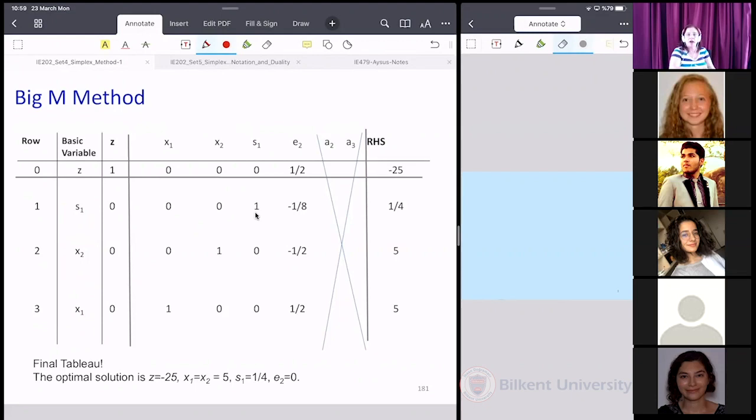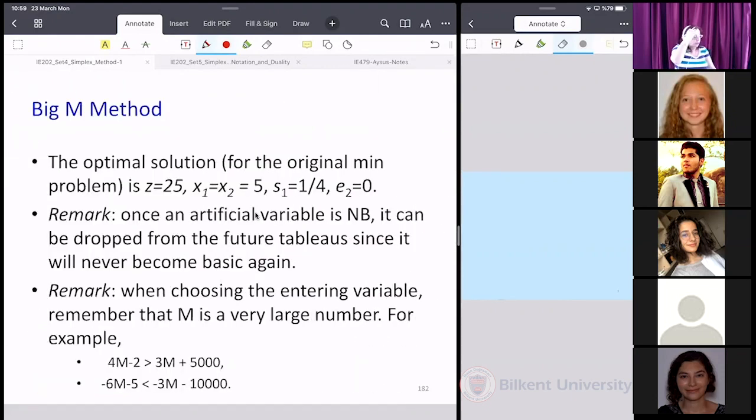And here you see the optimal values. Both x's are 5. Our first slack variable is 1/4, and our objective function is -25. Okay? Be careful. We converted this, so the original objective function is minus of it. So our original problem's objective function is 25. There are some remarks here that I want to discuss.